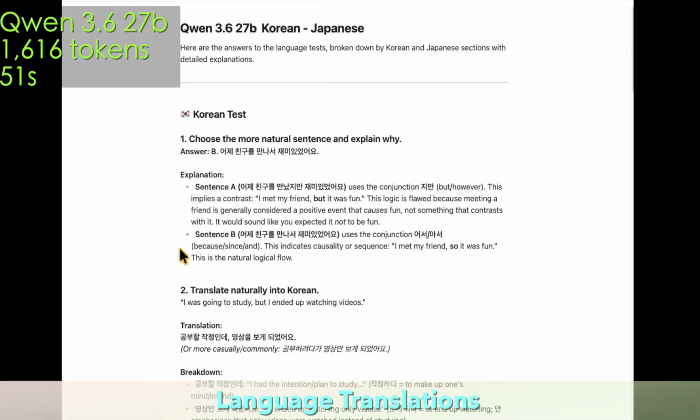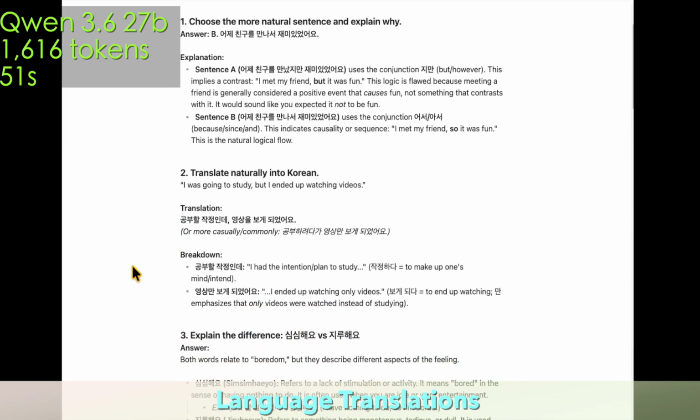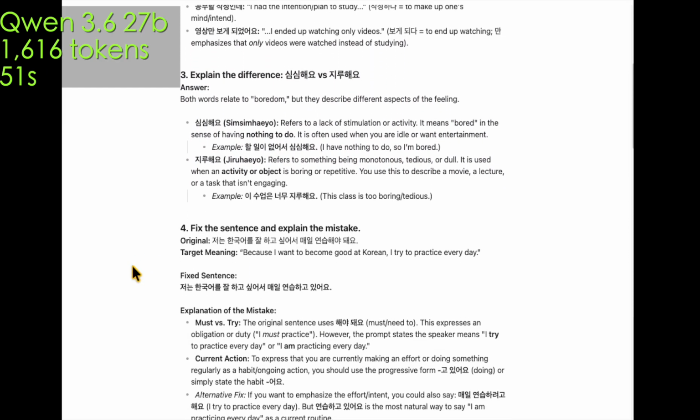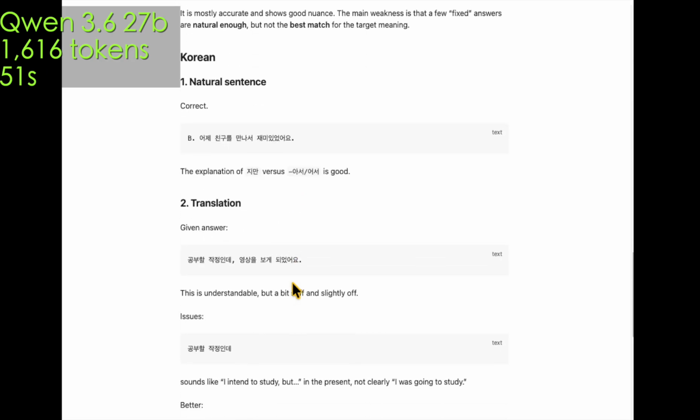So for this third test, we'll look at language translations, with 8 questions split between Korean and Japanese. Both models had problems expressing the word "try" in a sentence. But Qwen had problems with both Korean and Japanese, where Gemma had problems with only Japanese.